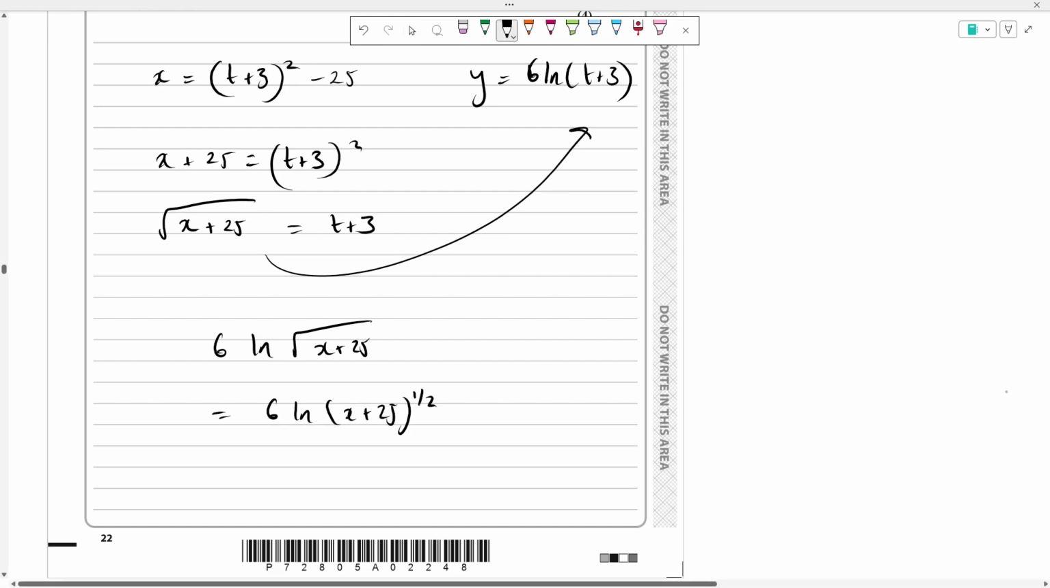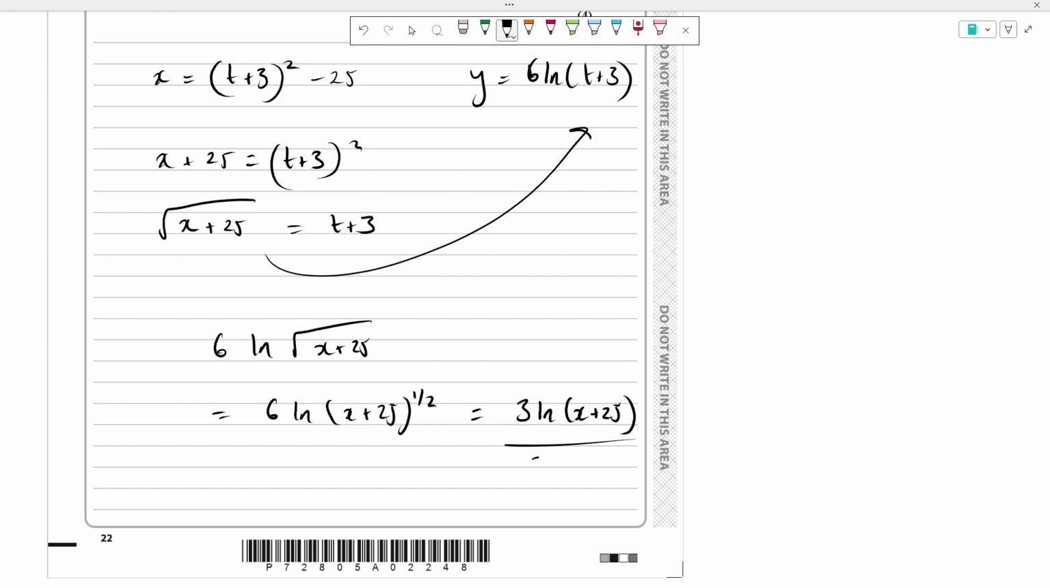And this will allow us to use our log laws. So this half can go on the outside as a coefficient. So this is essentially going to be 6 times a half, which is 3 ln of x plus 25. Okay, and that is going to be your Cartesian equation. y is equal to 3 ln of x plus 25 for part A.